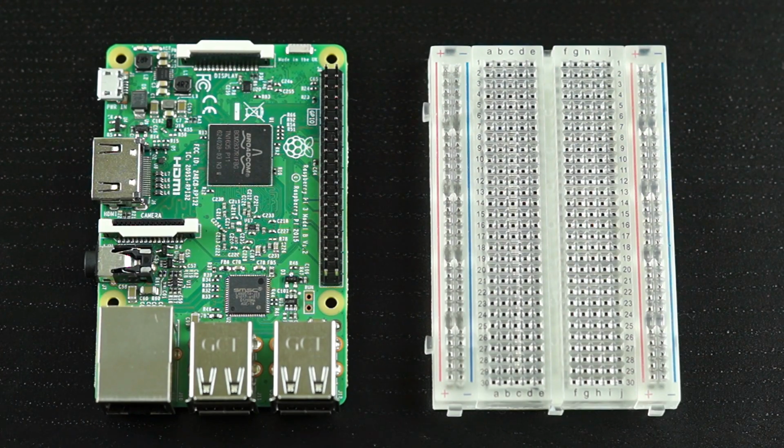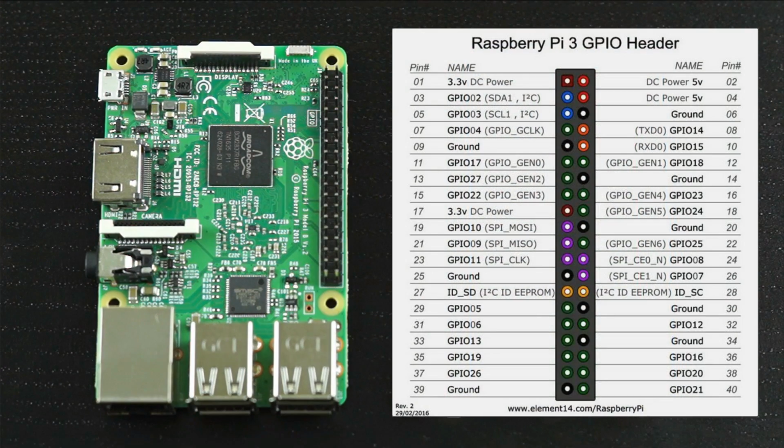First, let's take a look at the GPIO numbering systems. Here's a map of the Raspberry Pi 3 GPIO header pins side by side with the Pi 3B board. They're oriented the same way, so this pin here corresponds to this pin here. And the lower right pin here, number 40, corresponds to this one on the board.